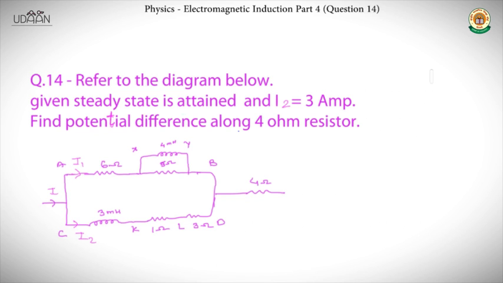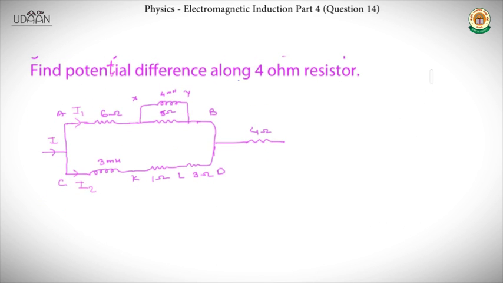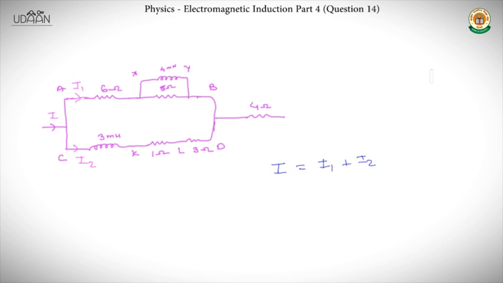See here, the current is divided in the two branches. Exactly. Let the total current be I, with I1 in branch 1 and I2 in branch 2, so I will be I1 plus I2, right? Right. And when the steady state is attained, the currents will be constant. The current will not be varying, so di by dt will be 0.